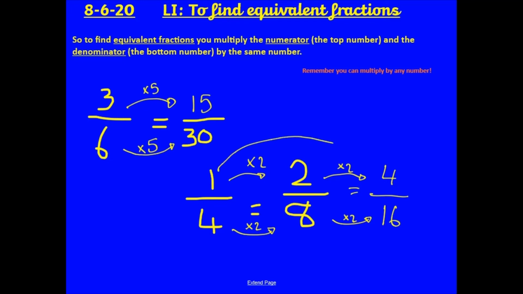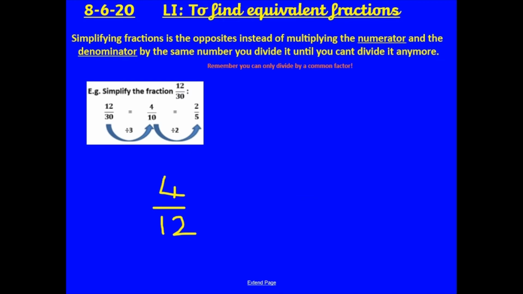Another way, you could jump straight from here to here, because you knew this information already. 1 times what is 4? It's times 4, so I could times that by 4 as well. And that is finding equivalent fractions. Easy peasy lemon squeezy. Now, let's look at doing this with simplifying.